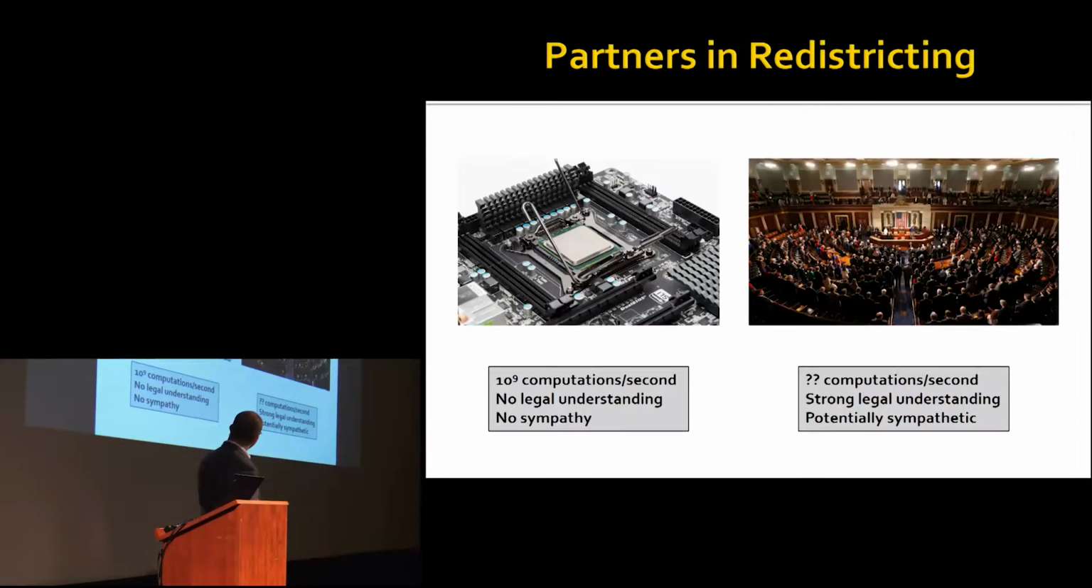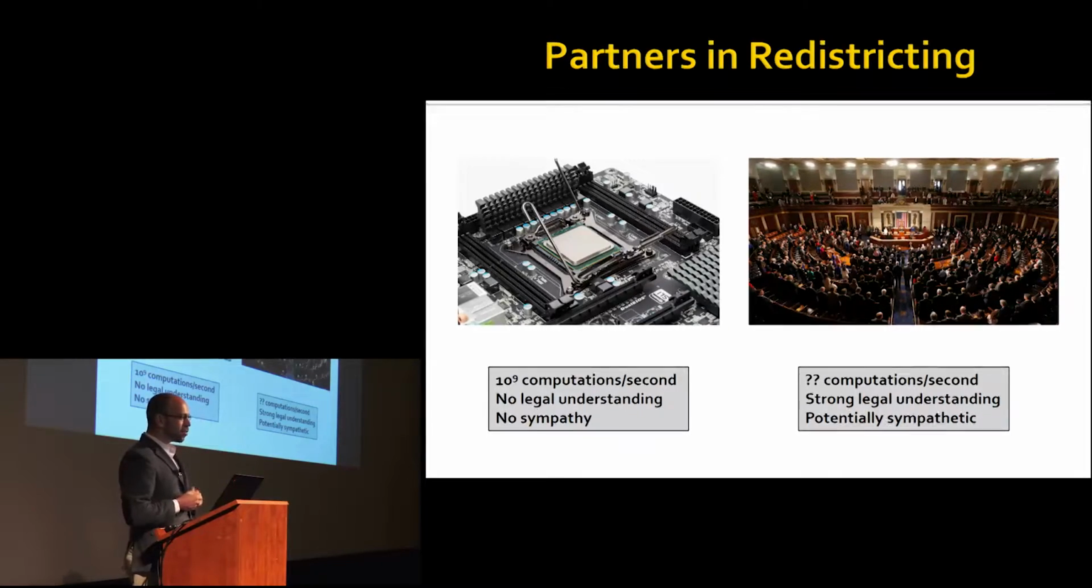Right? Now, on the left-hand side, of course, we have a CPU, and computers can do calculations at 10 to the 9 computations per second, right? They can add, subtract, multiply, divide very quickly, but they have no legal understanding, and as of now, at least in the research world, we really don't have a way of giving computers sympathy. On the other hand, when we look at redistricting committees and other political, legal organizations that study these problems, I'm not sure how many computations per second they can carry out, but they have a very strong legal understanding, and they're potentially sympathetic to the different needs and push and pull and demands of the redistricting problem.